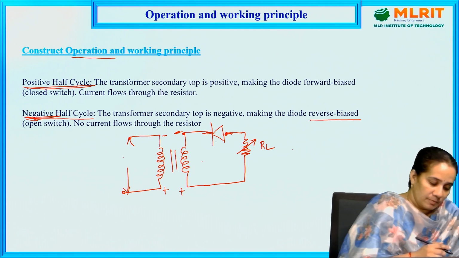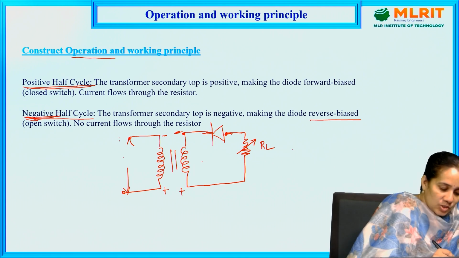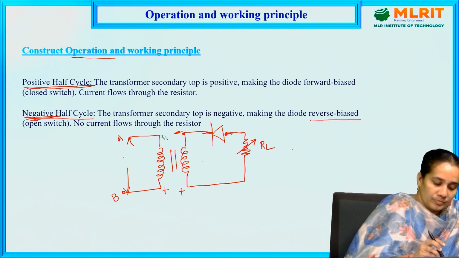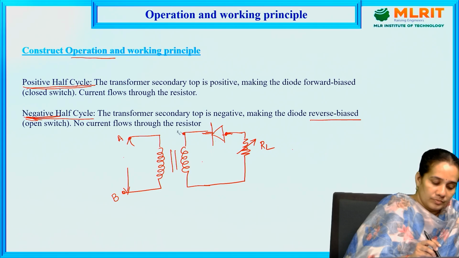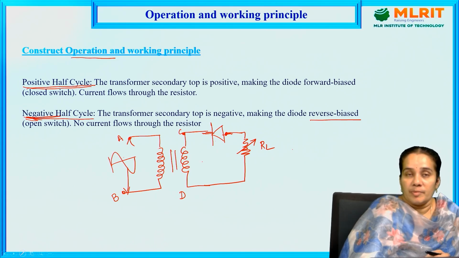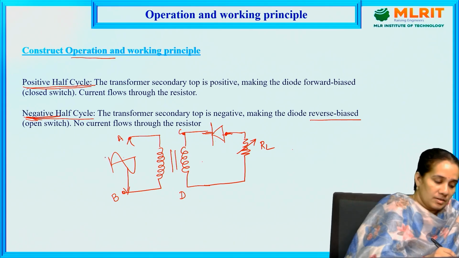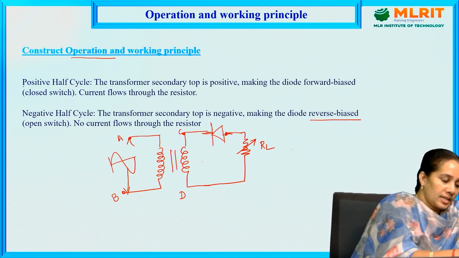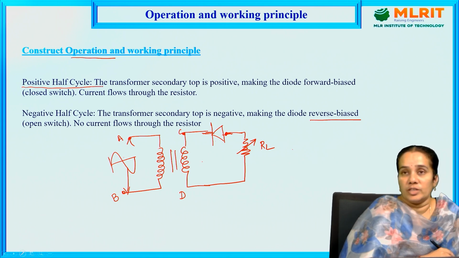Now see what is happening. Let us consider this terminal is A and this terminal is B, and this terminal is C and this terminal is D. What is the input voltage? The input voltage is nothing but the AC. So AC means it contains both positive half cycle and negative half cycle. So first we have to see the positive half cycle. What is meant by positive half cycle? Which gives only the positive voltages.